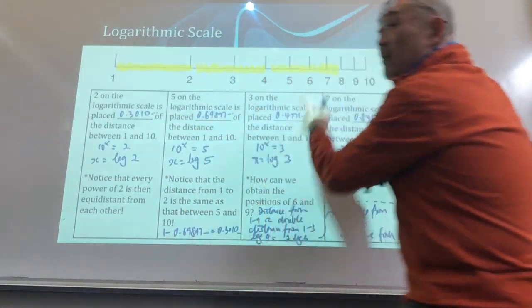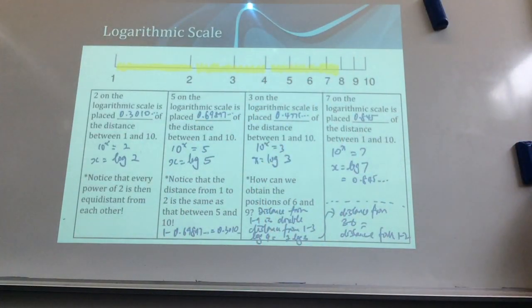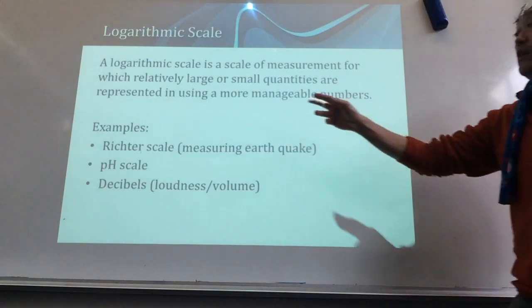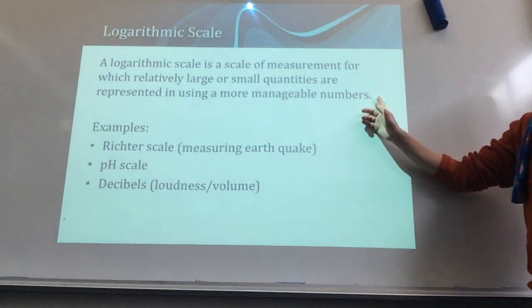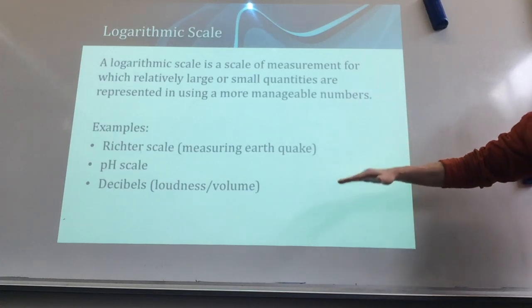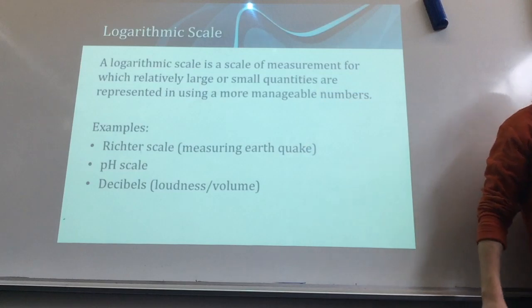As long as you know the log, you can plot the point. But let's not worry too much about that. The most important thing for you to know is that this is just trying to show you what a log scale is like. It's not linear. A log scale is a scale of measurement for which relatively large or small quantities are represented using more manageable numbers. Things like the Richter scale, pH scale, and decibels for loudness are all logarithmic scales.